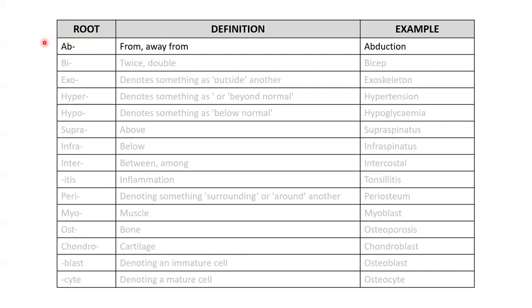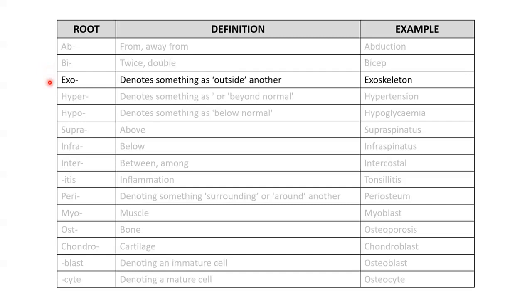So our first one we have is ab. It means from or away from. Think about the movement abduction. It's moving a limb away from your body. If you abduct a person, you take them away. We have bi. So bi just means two. We have our bicep brachii muscle, which has two heads. A bi-weekly meeting would be either twice a week or once every second week.